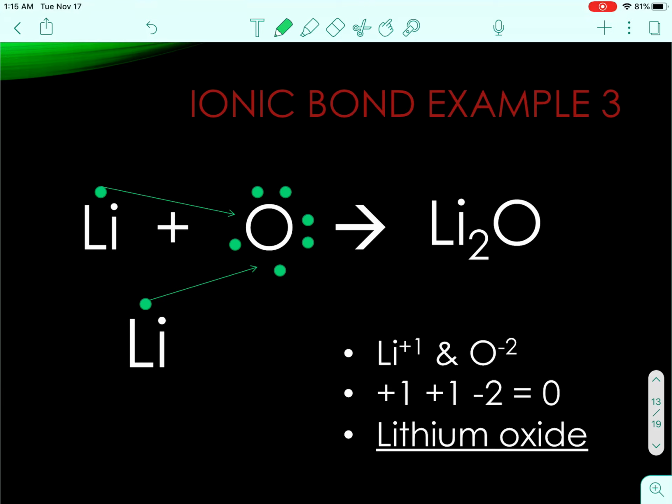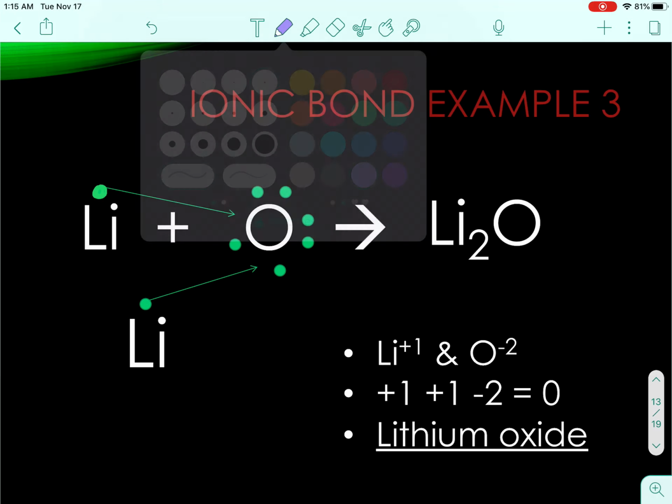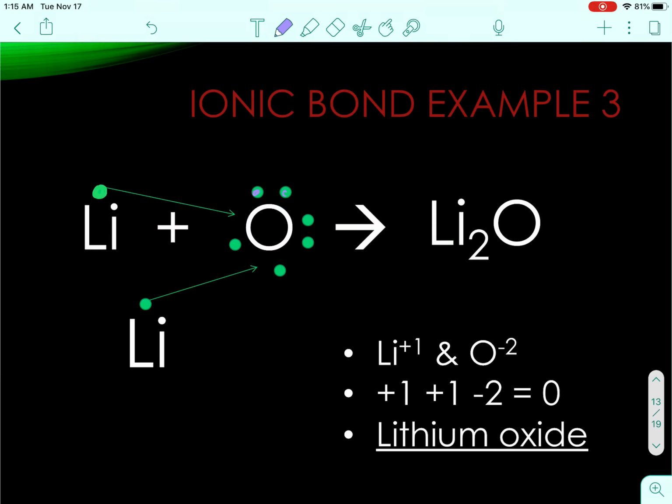Our third example is lithium oxide. We have lithium and oxygen. So lithium is in group 1, so it has 1 valence electron. Oxygen is in group 16, so it has 6 valence electrons. Let's do purple. So we've got our 1, 2, 3, 6. Okay, there's 6 of them there.